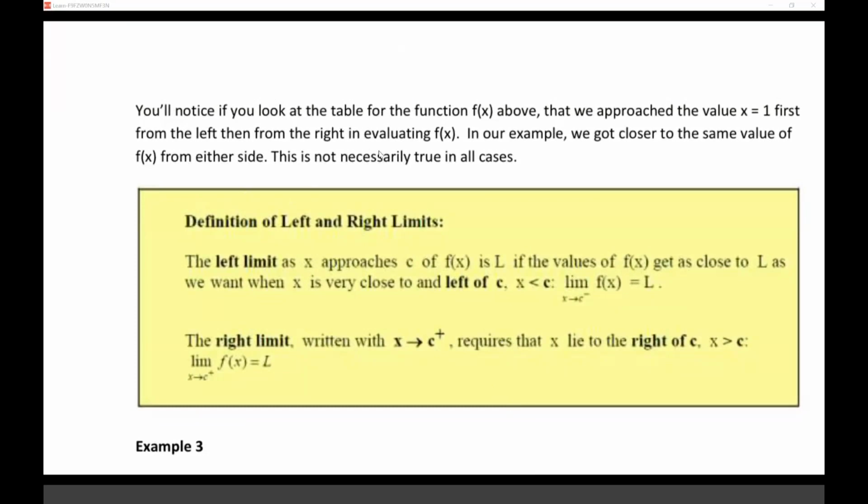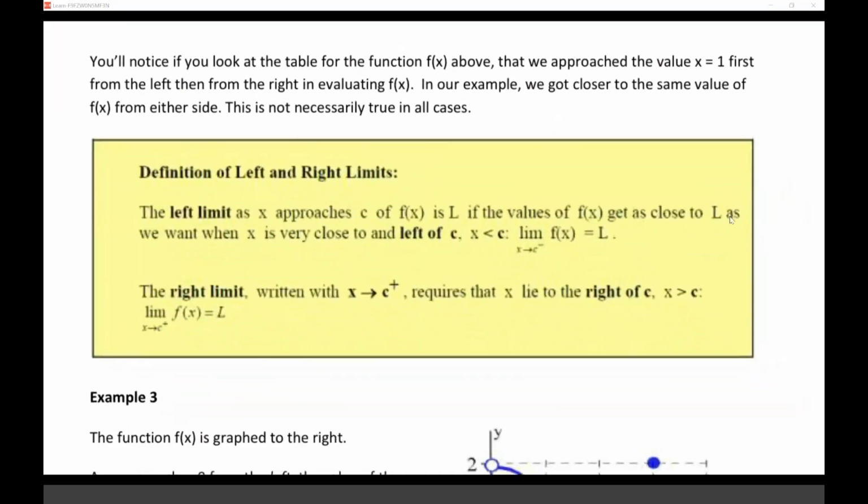So if you look at the table, as you approached the value from the left and then from the right, we got closer and closer to the limit value of 3. That's not necessarily true in all cases, like we saw in that first graphical example where we had the jump in the graph. Then the left and the right limits were different. So here are some definitions about the left and the right limits.